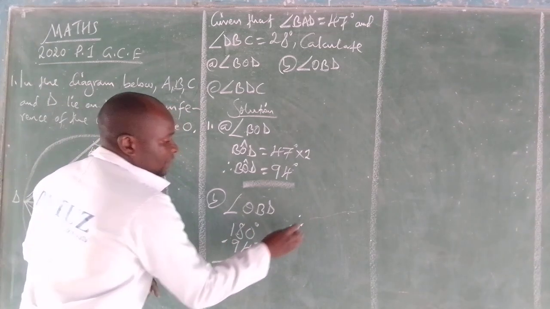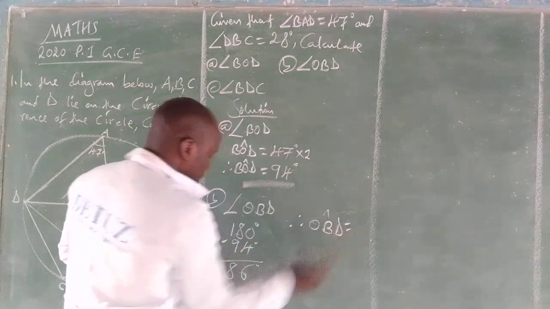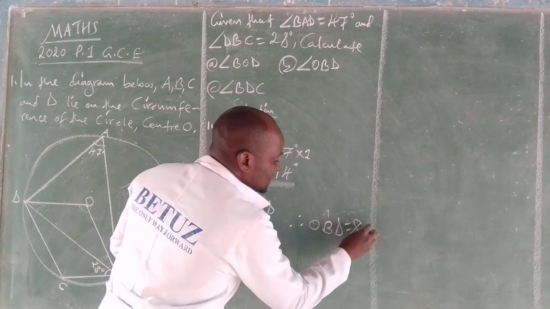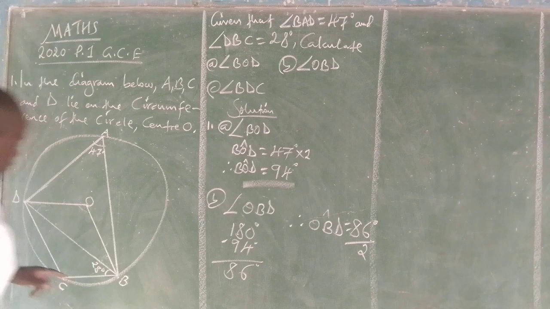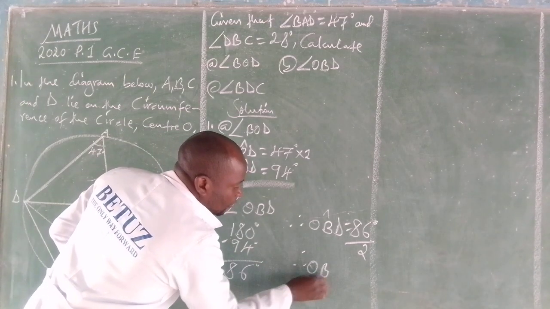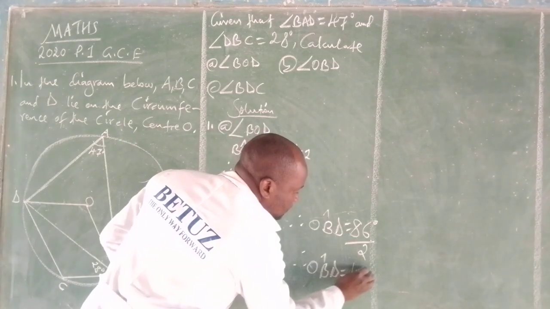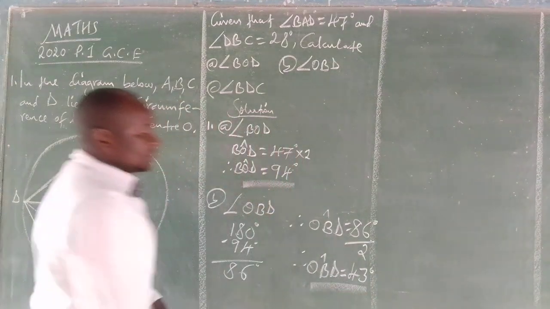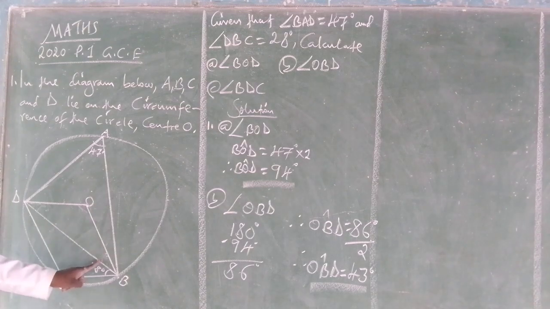So therefore, we are saying OBD is equal to 86 degrees divided by 2. Why? Because the two angles are equal. So finally, angle OBD is equal to 43 degrees. So angle OBD, which is the angle here, is equal to 43 degrees. That's what we do in that case.